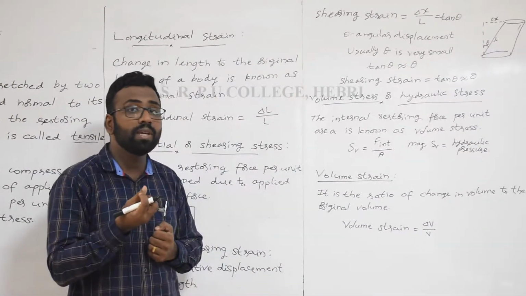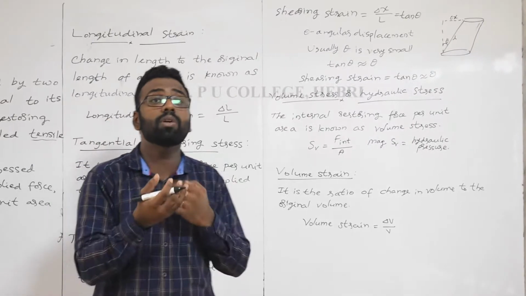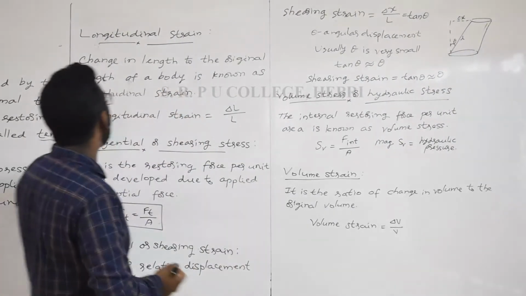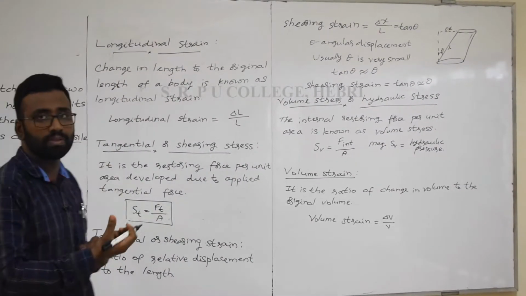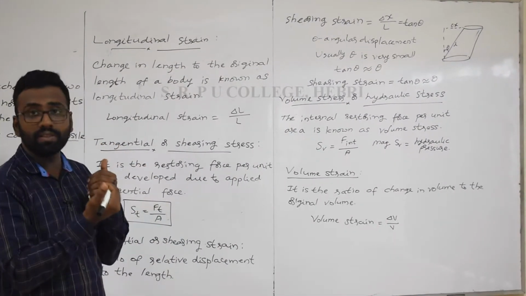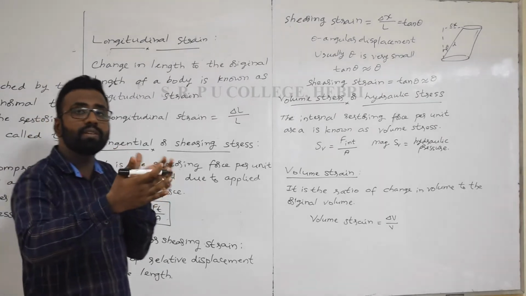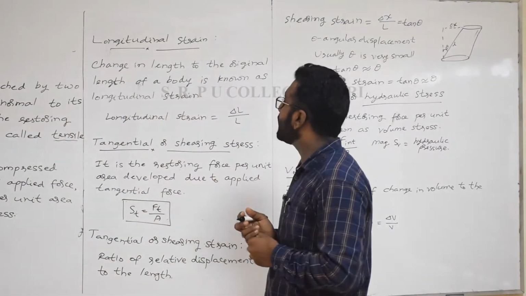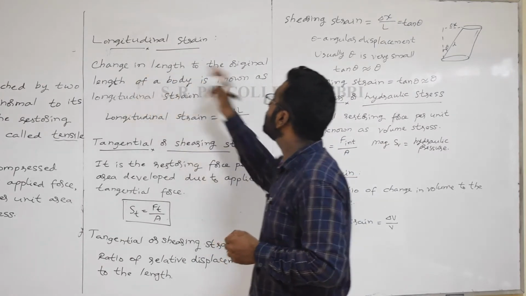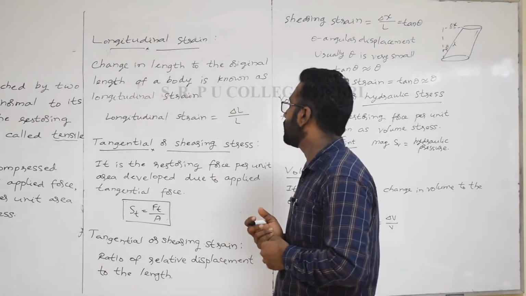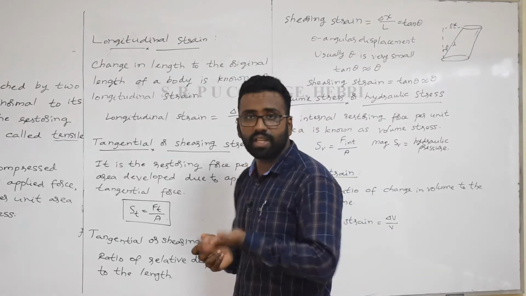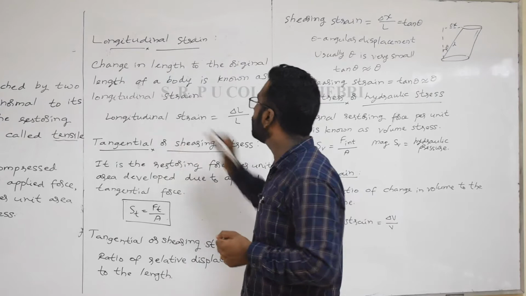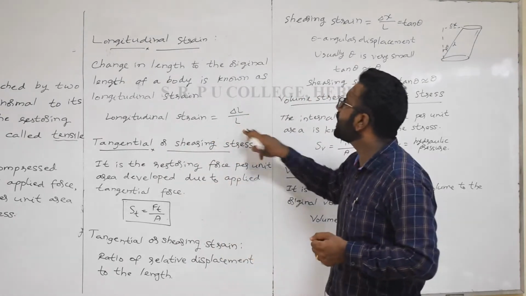What is strain actually? It is a change in dimension, the ratio of the change in dimension to the original dimension. You know how this longitudinal change happens. It happens like length changes, right? Either the length increases or the length decreases. So we can say longitudinal strain is nothing but the change in the length to the original length. So we take it as a ratio of change in the length to the original length. So we can write longitudinal strain as delta L by L.